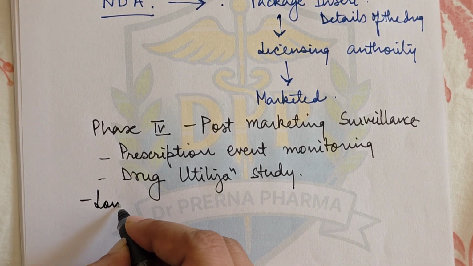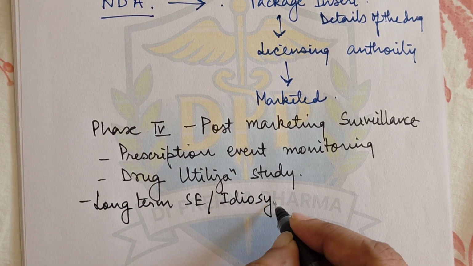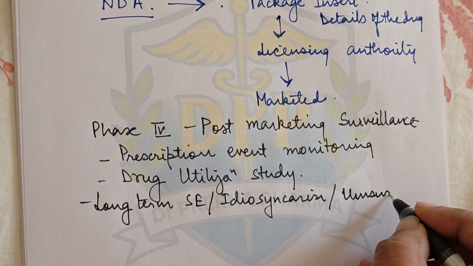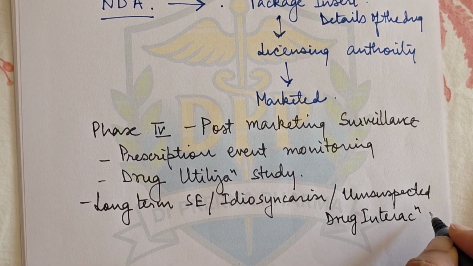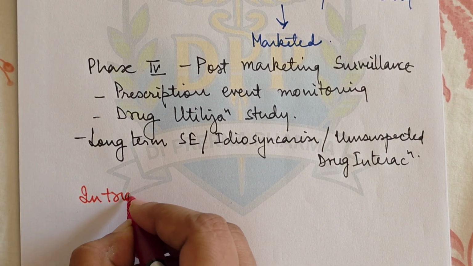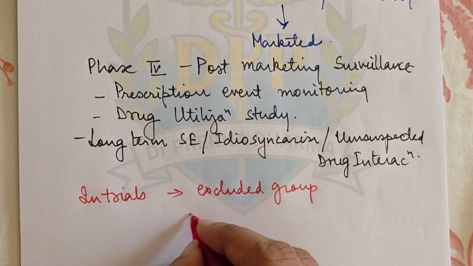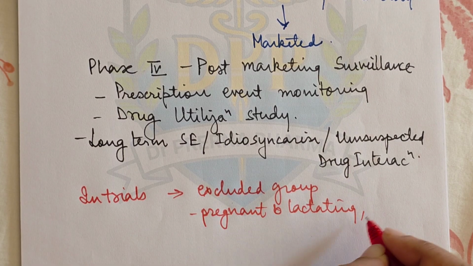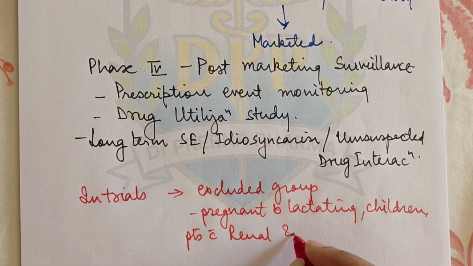Now what is the main purpose? Any long term side effects, any idiosyncrasies which we could not identify in the phase 3 trials, any unsuspected drug interaction, right? So these are the things which are normally studied in phase 4 or post marketing surveillance. Then further, in the therapeutic trials there is an excluded group, like pregnant and lactating mothers, or children, or patients with renal and hepatic diseases.